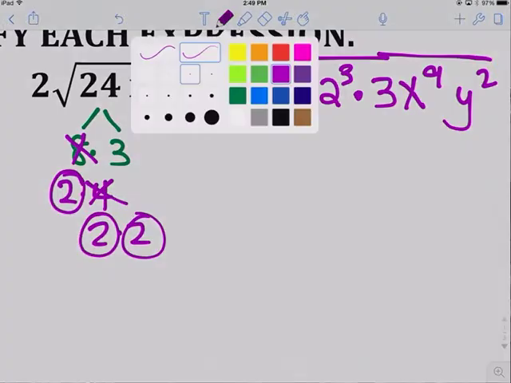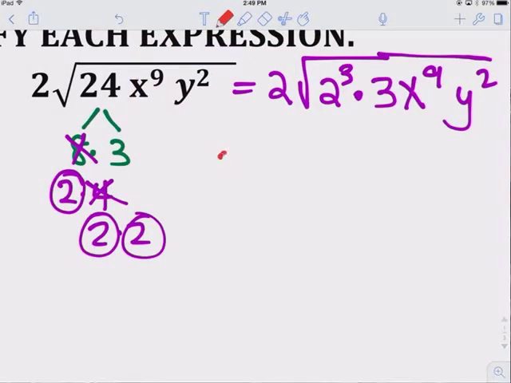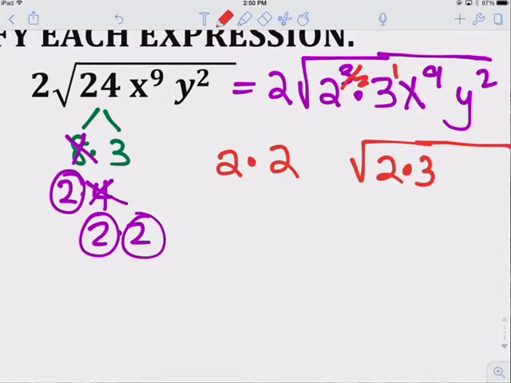Okay. 2 times 2 divided by 2, 3 divided by 2. Is there any remaining? So one of the 2s is remaining, but one of them comes out, correct? And then how about the 3? Can we do anything with the 3? No, times 3. It remains inside. Is there anything remaining inside for x?